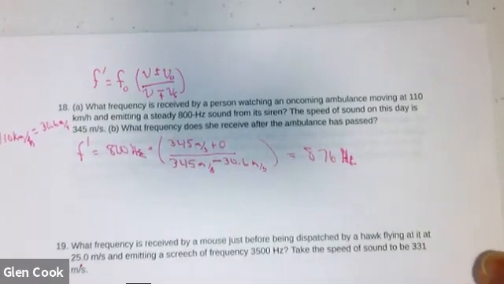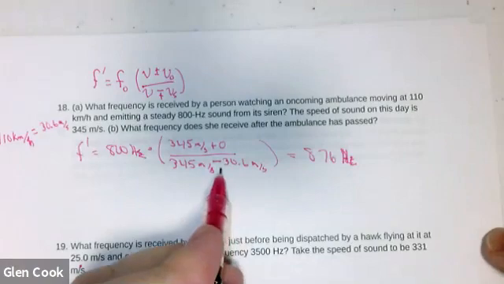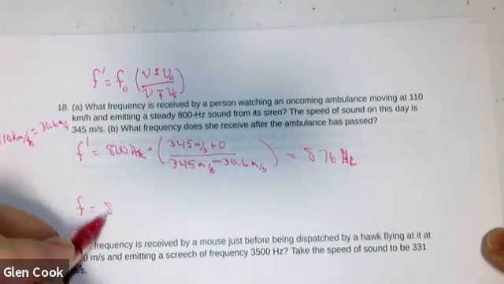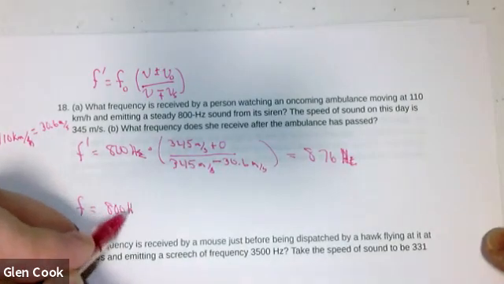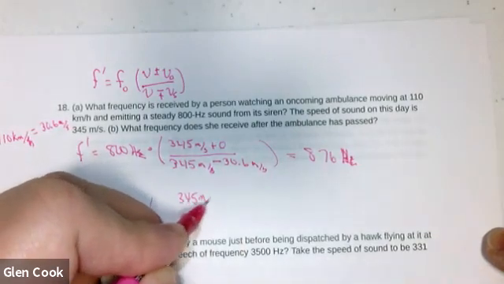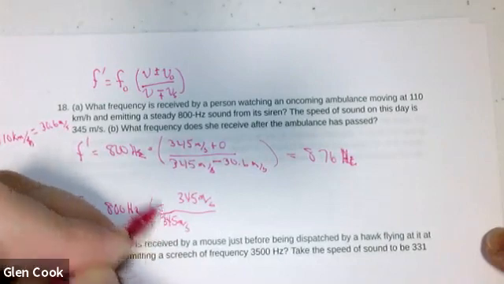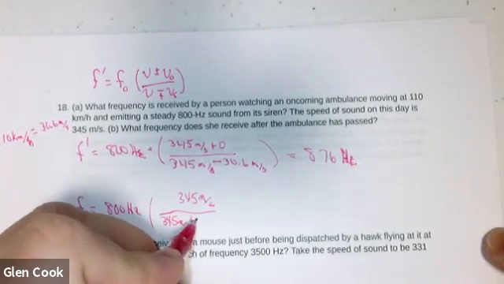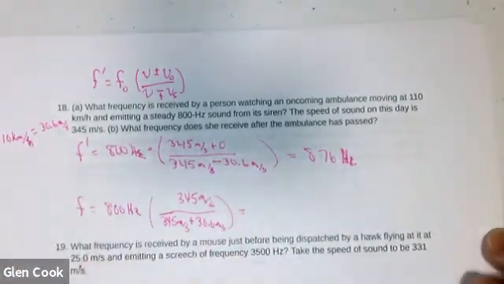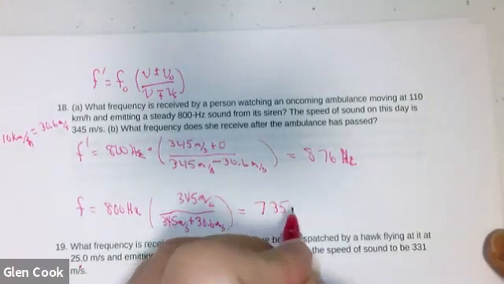Now some time has passed and the ambulance has passed the person. Now the ambulance is going away. So we're going to change our parameter here from a negative to a plus. And so as it's going away, F prime is 800 hertz times the 345 meters per second divided by 345 meters per second. That's the speed of sound in air. And it's going to be this time plus 30.6. And so our frequency that you hear as the ambulance is going away has now switched to 735 hertz.